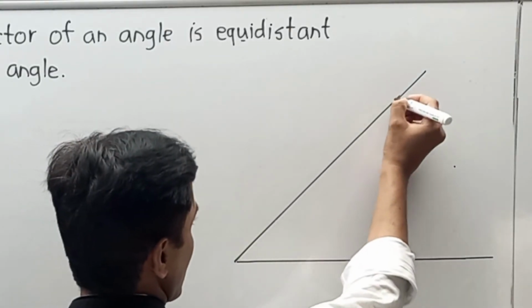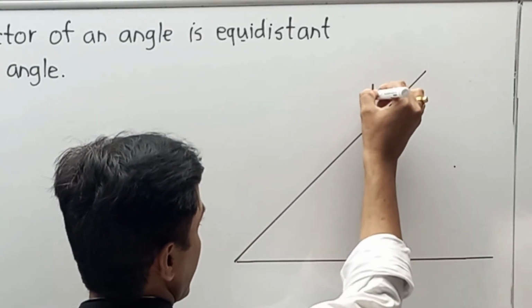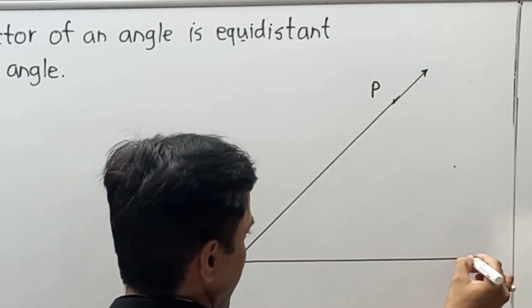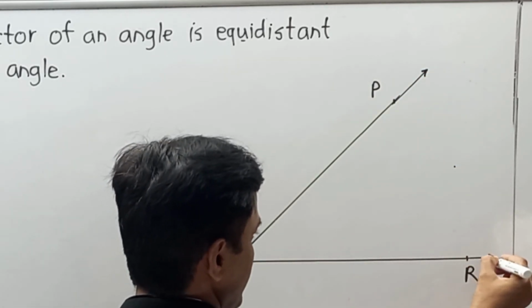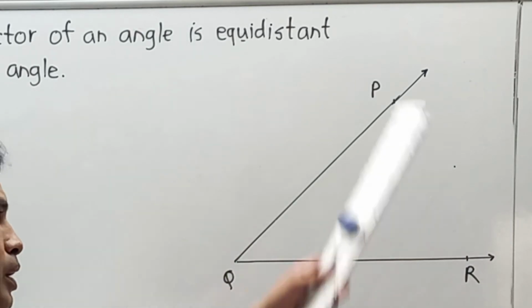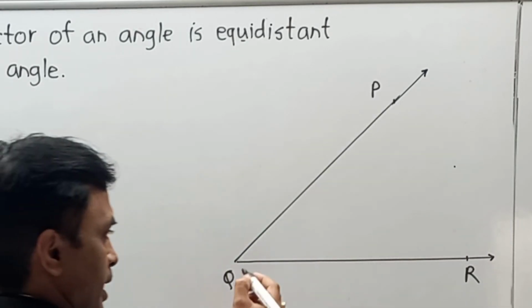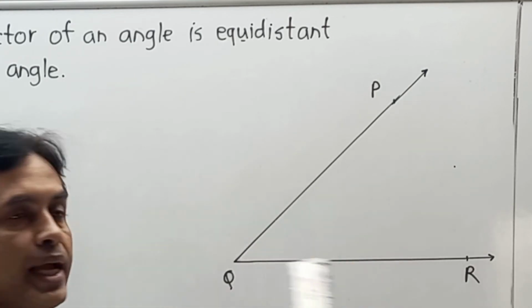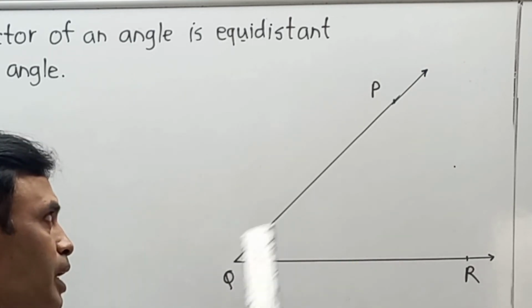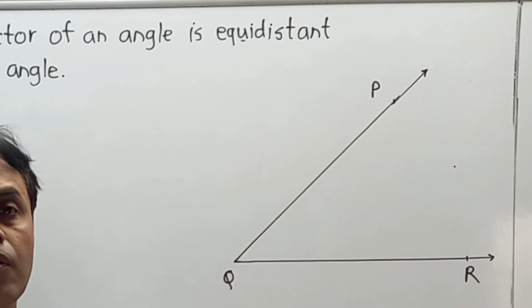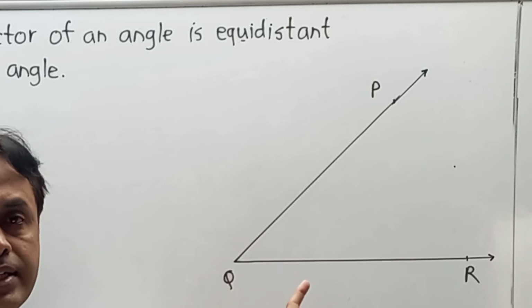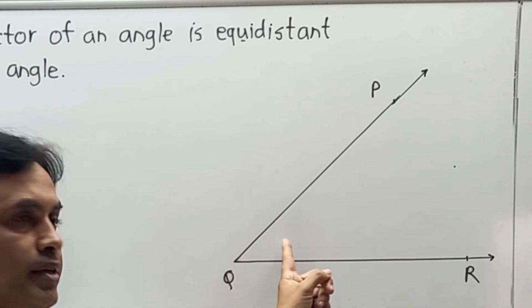Let us say I have drawn one angle, that is P, Q and R in front of you. In short, PQR is a given angle for us. It is formed by ray QP and ray QR. Means with the help of rays QP and QR, we have formed one angle. Now this angle may be any general angle like 40 degrees, 50 degrees, 60 degrees, whatever it may be. Let us say it's 50 degrees.